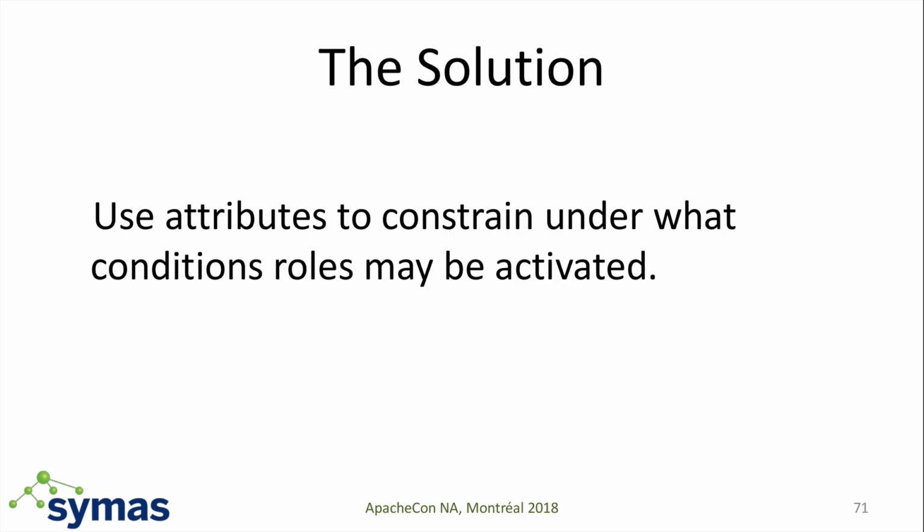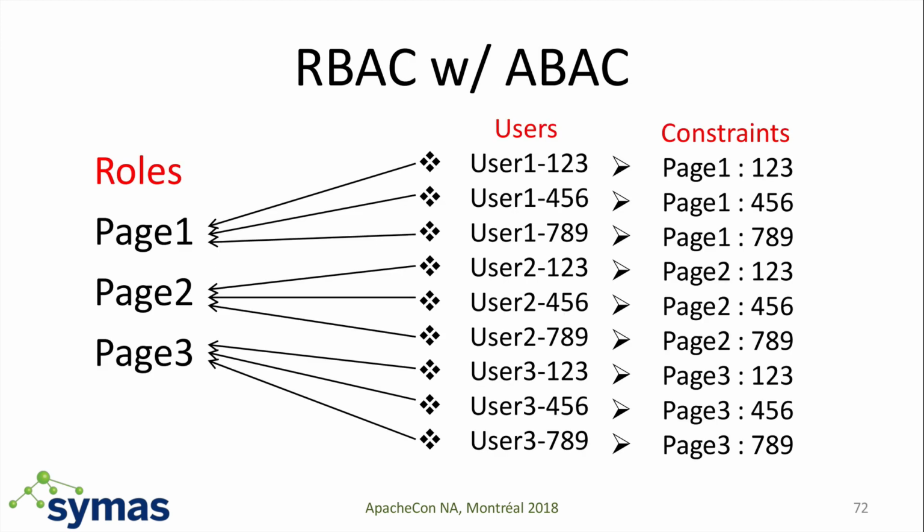So the solution is we're getting back to Insights 494. We're going to use attributes to constrain under what condition roles may be activated. How do we do that? Back to our same use case. We've got 3 pages, we've got all these customers. We can shrink it back down to three roles. And then on the user object itself, we can put constraints. So we can say user 1, 1, 2, 3 has access, for page 1, it can only be activated on customer 1, 2, 3.